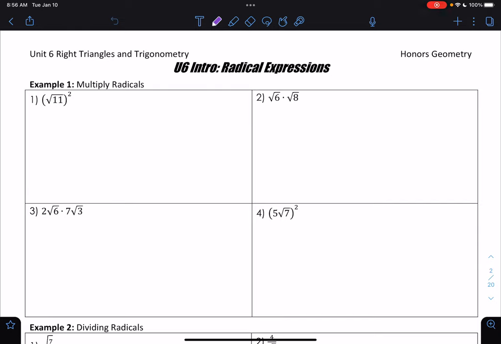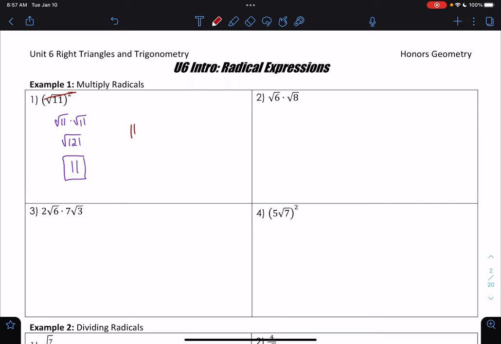So for the first one, you see we have the square root of 11 squared. Squaring something actually undoes a square root, because if you remember, an exponent of 2 just means we're multiplying it by itself twice. So we have the square root of 11 times the square root of 11. Well, 11 times 11 is 121. So this is the square root of 121, and the square root of 121 is just 11. So when we are squaring a square root, they're going to cancel each other out, leaving me just with what's underneath that radical, 11.